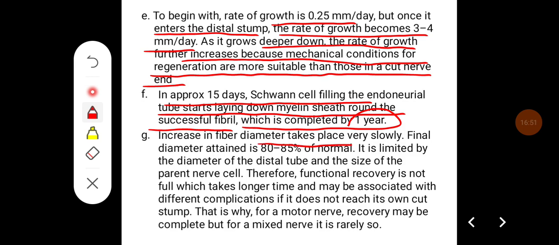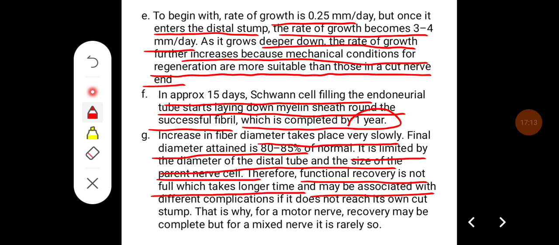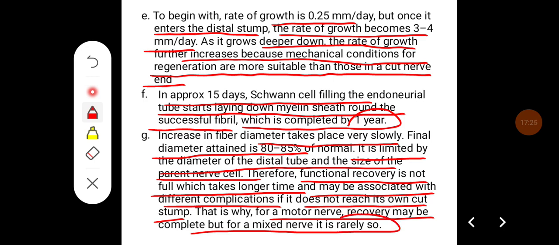Increase in the fiber diameter takes place very slowly, and the final diameter attained is 80 to 85% of the normal. It is limited by the diameter of the distal tube and the size of the parent nerve cell. Therefore, functional recovery is not full, which takes a longer time and may be associated with different complications if it does not reach its own cut stump. That is why motor nerve recovery may be complete, but for a mixed nerve, it is rarely so.